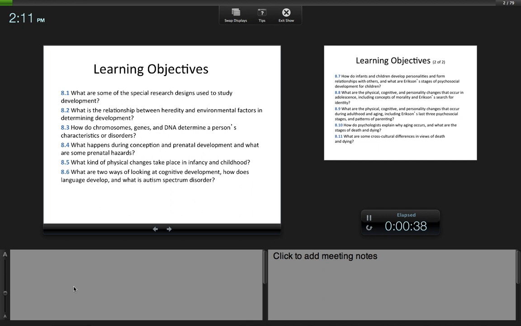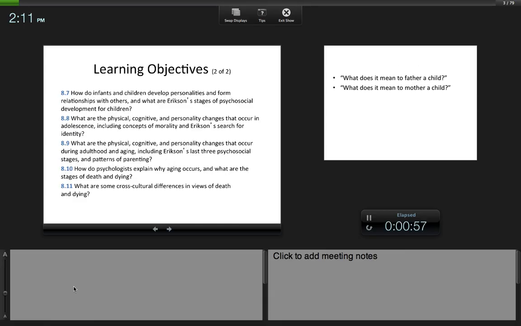We'll look at what happens during conception and prenatal development, and what some prenatal hazards are that people can expose the child to. We'll look at what kind of physical changes take place in infancy and into childhood. We'll look at the two ways of looking at cognitive development, and how language develops. What is autism spectrum disorder? We'll look at how infants and children develop personalities, how they form relationships with other individuals, and what Erikson's stages of psychosocial development in kids are.